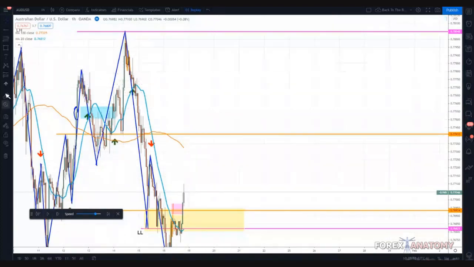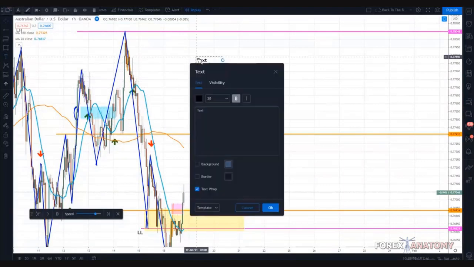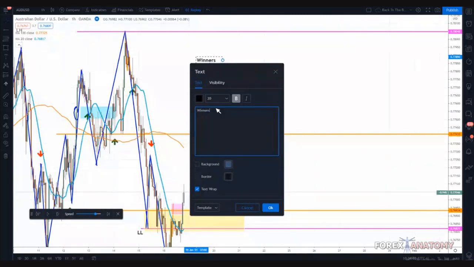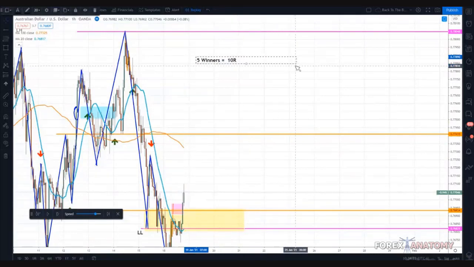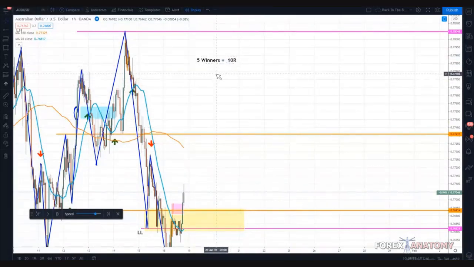So then let me write this out for you so you can see it. These are your winners. For your winners, you're making at least 2R. So then we have 5 winners, and 5 winners equals what we would consider 10R, or 10 whatever you're risking.